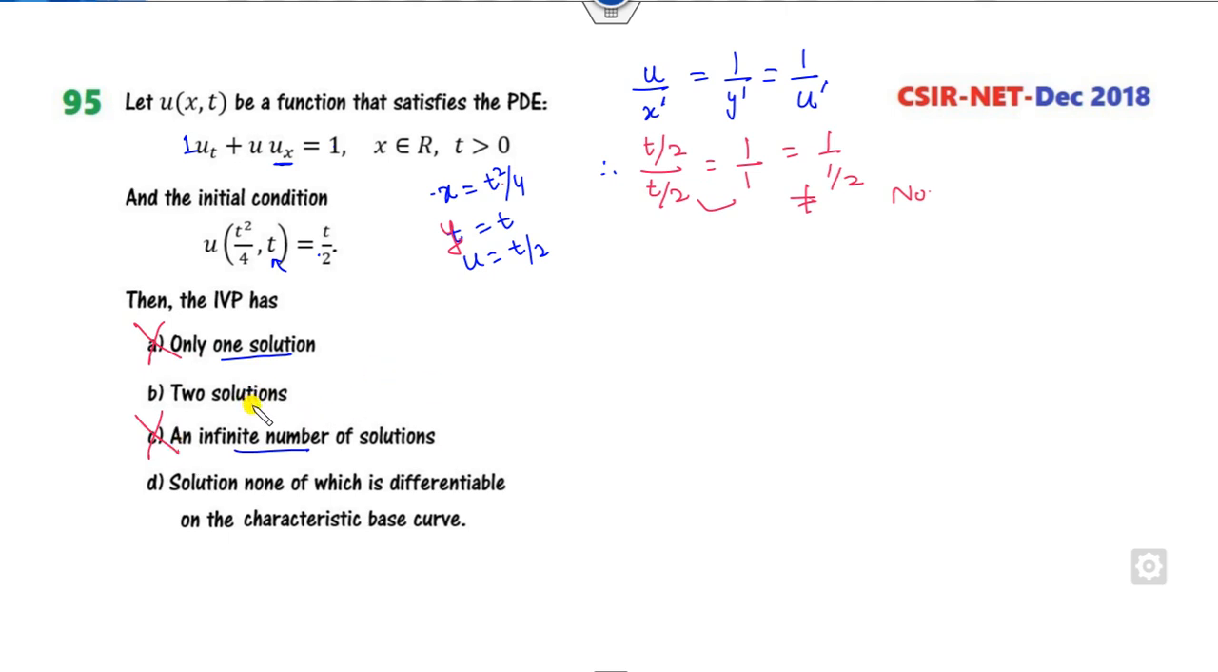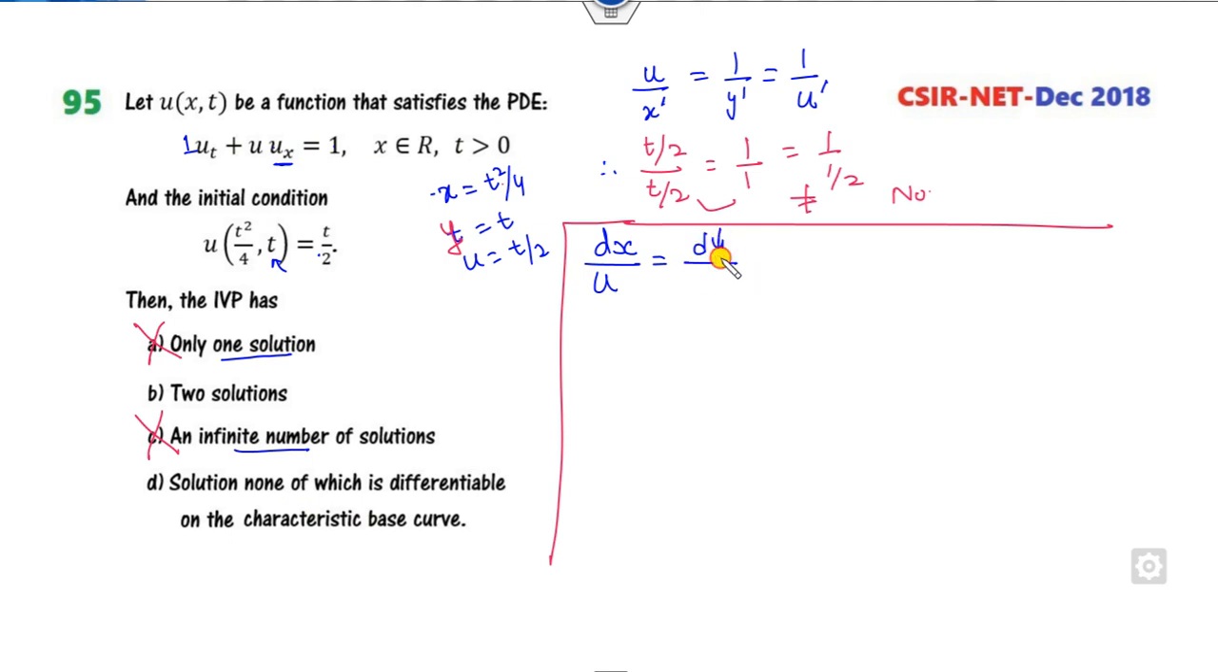Now you have to check whether they are the two solutions or none of them. So how can you solve them? For that, we have to solve the problem. How can you solve this problem? Again, you can use the Lagrange method. Dx over u, dy or dt, sorry, over 1, and the right hand side is over 1. So that's very simple. Now if you integrate x and u, it is x minus u square by 2 is equal to c1. If I use this, it is t minus u is equal to c2. These are my two solutions.